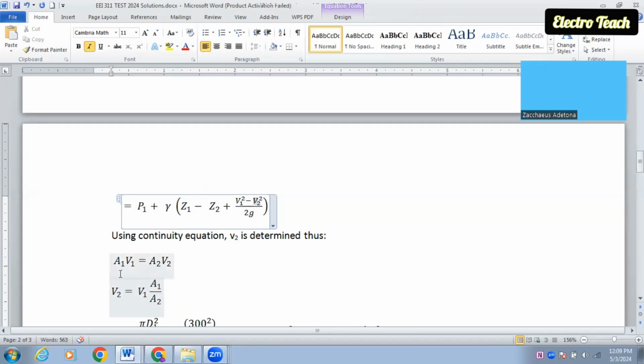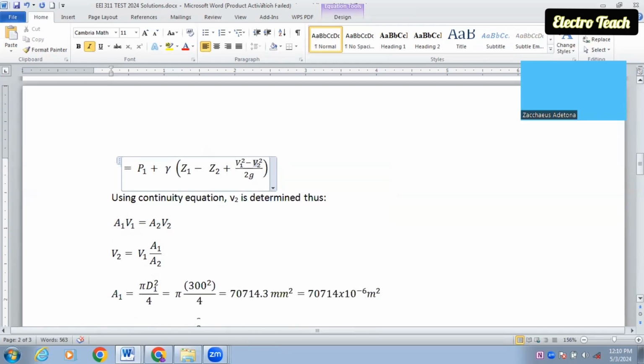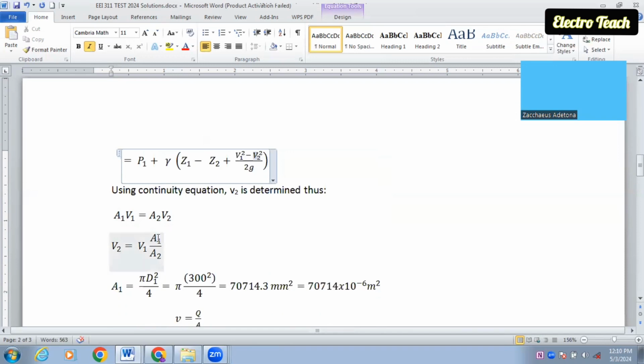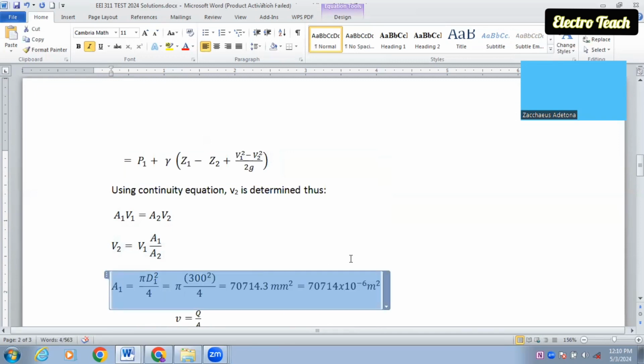The continuity equation states that A1 V1 is equal to A2 V2. The cross-sectional area and the velocity of flow are used to obtain the continuity equation at any particular section of the channel. So we can make V2 the subject of the formula. V2 equals V1 multiplied by A1 over A2. And then we can determine A1 by using the diameter. We can use the diameter given, which is 300 for point 1 in the channel.